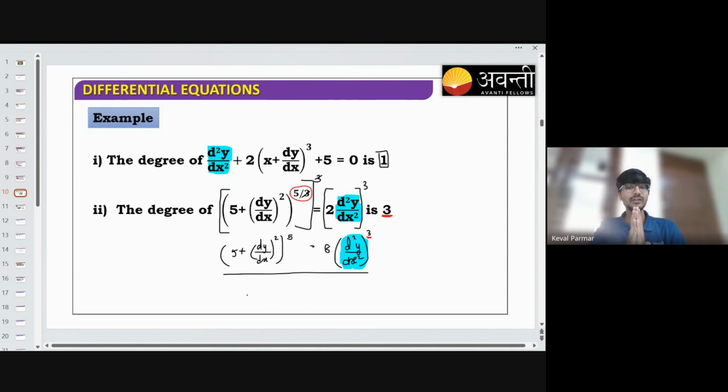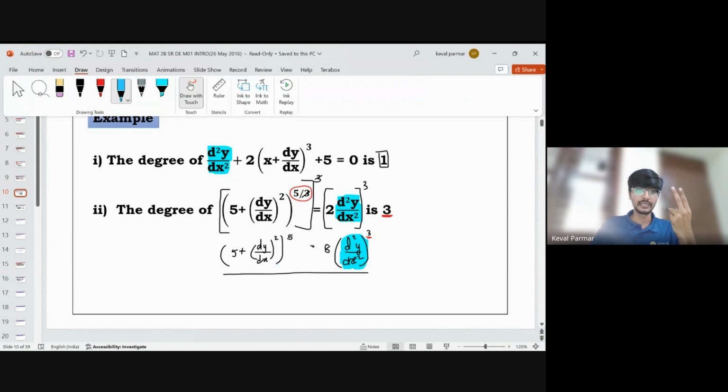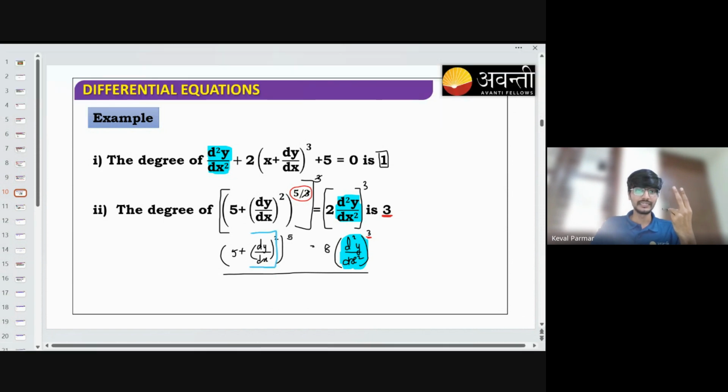So what is degree? The power of the highest order. Here I have two differential coefficients, one is dy over dx, the other d2y over dx squared. Which is the highest? d2y over dx squared. What is its power? 3. So the degree is 3. Now is it clear? Okay, very good. Shabash.